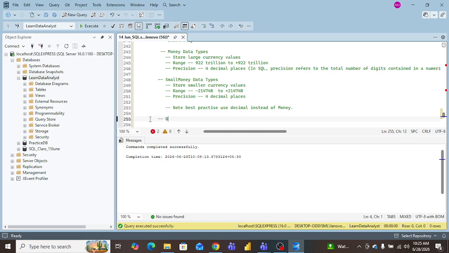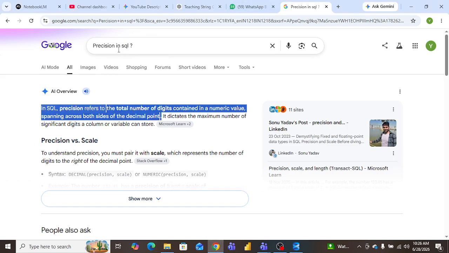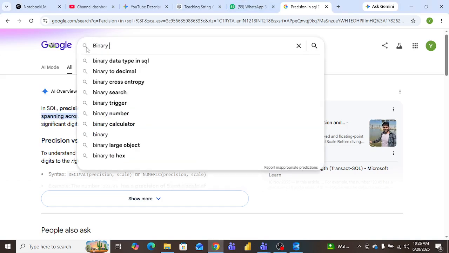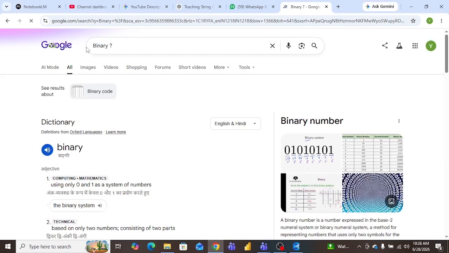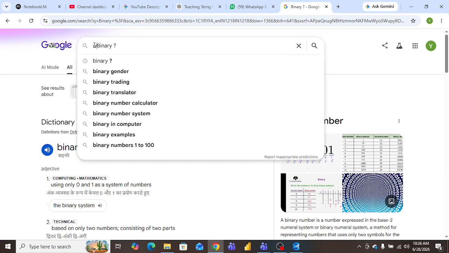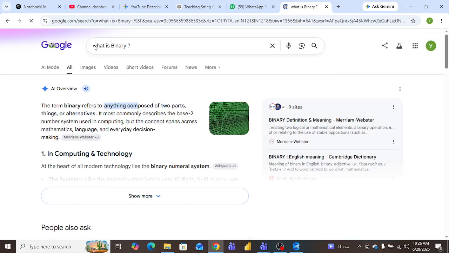This lesson is on binary data types. Any idea about binary? Yes, the binary number. Okay, let's see what a binary is. You have to understand what a binary is. Binary means using only zero and one. Yes. Okay, what is binary?